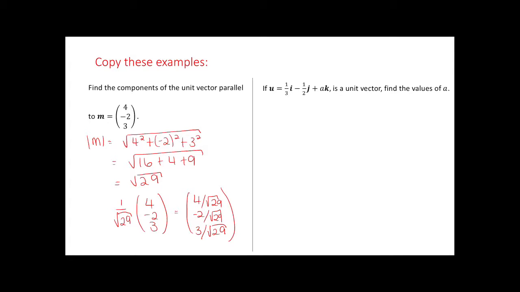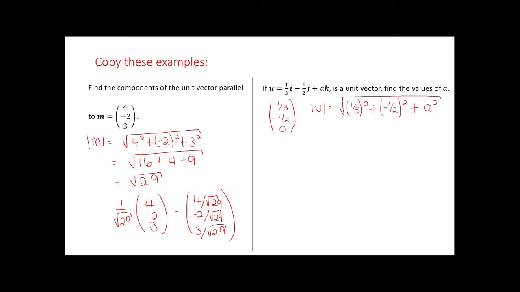My second example is telling you that this vector is a unit vector and it wants you to find the value of a. So if we were to write this out in component form, it would have components 1/3, negative a half, and a. So if we want to find the magnitude of u, it's going to be the square root of (1/3) squared plus (negative a half) squared plus a squared.